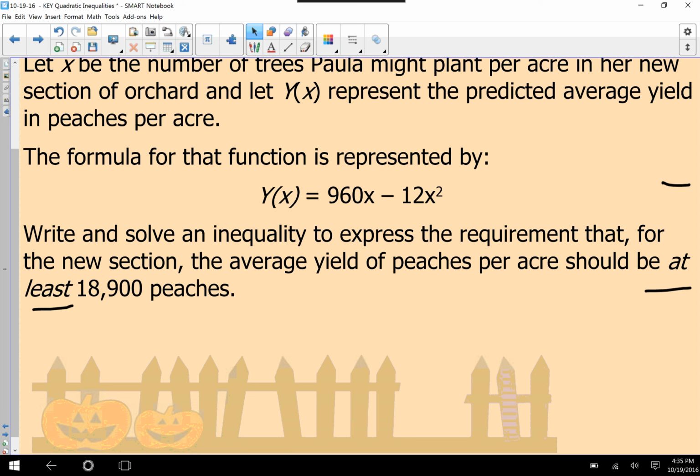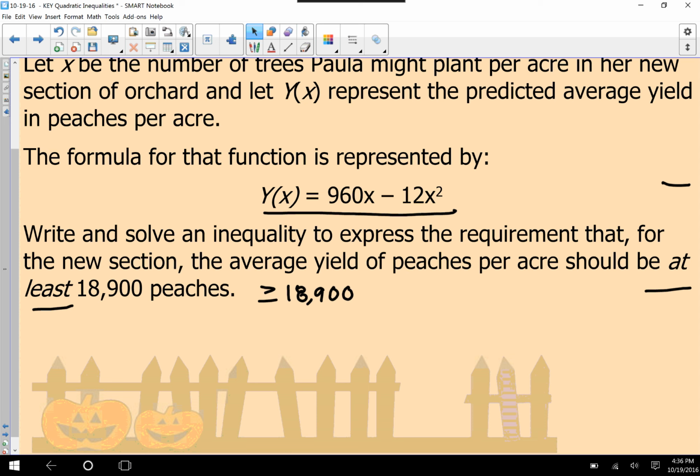All right, so this word, this at least that we see right here, that is telling you if you have to have at least something, that's like a minimum value, right? So we know that whatever we do here, it's going to need to be greater than or equal to 18,900. Okay, so they gave us this formula right here. Y of X is representing the yield. It's how many peaches the trees are going to produce. So I know that number needs to be greater than or equal to 18,900.